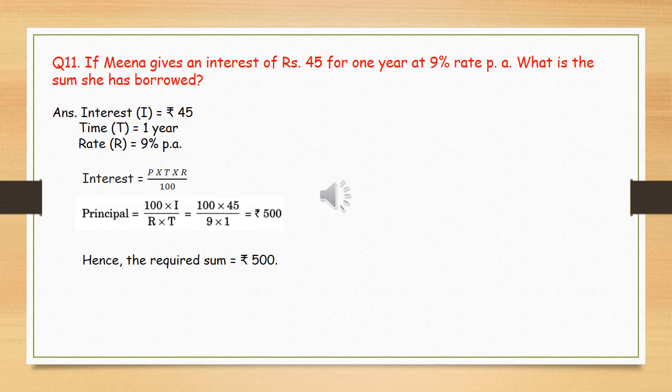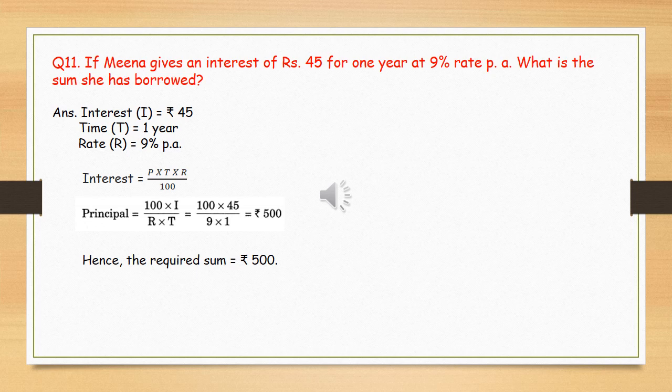Now we'll be solving question number 11. If Meena gives an interest of rupees 45 for 1 year at 9% rate per annum, what is the sum she has borrowed? We are writing down the given data with symbol: interest I is equal to rupees 45, time T is equal to 1 year, rate R is equal to 9% per annum.